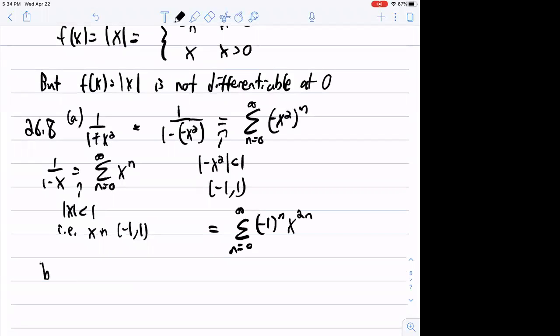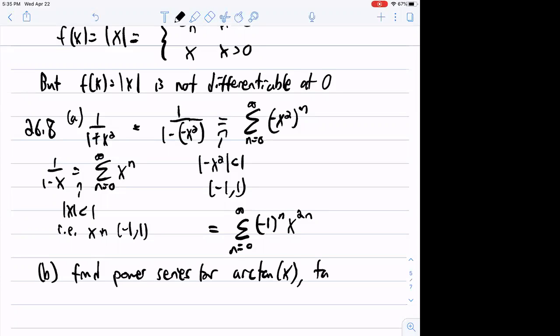Now part B, find the power series for arctan, i.e., tan inverse. So this is nice. This is why this derivative and integral thing is really nice. It allows you to find power series for functions you don't know just by taking derivatives.